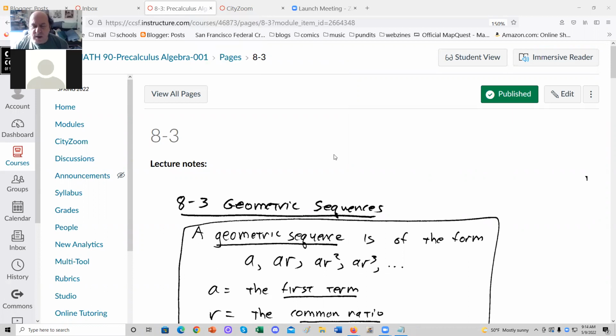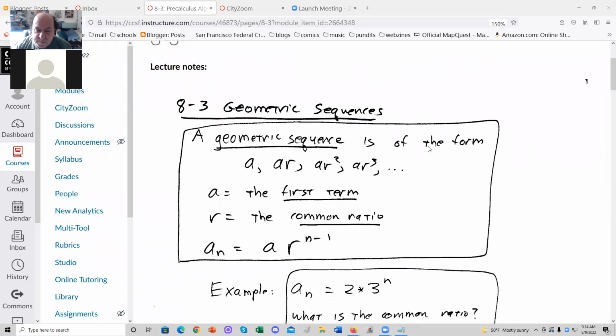Okay, today we'll be doing section 8.3 and 8.4. 8.3 is about geometric sequences, and 8.4, a very useful one, is about the mathematics of finance. Okay, let's begin. We're recording. Okay, so geometric sequence.